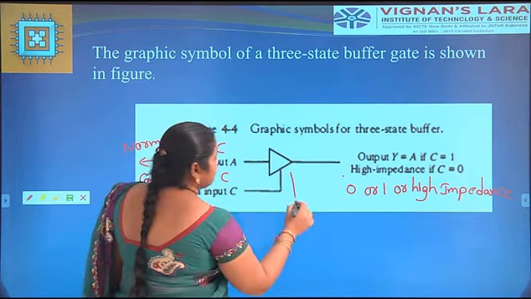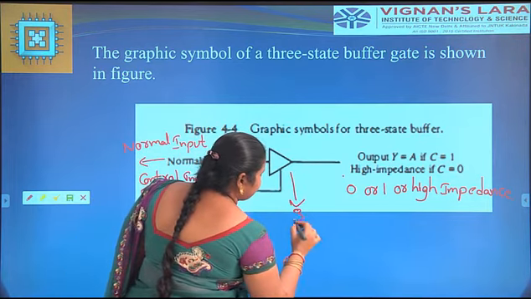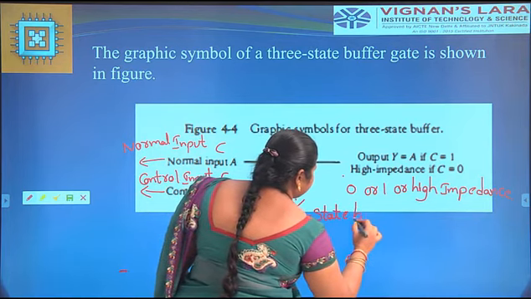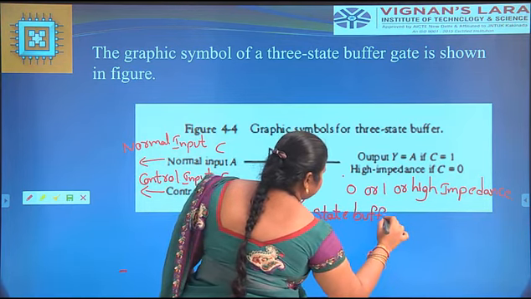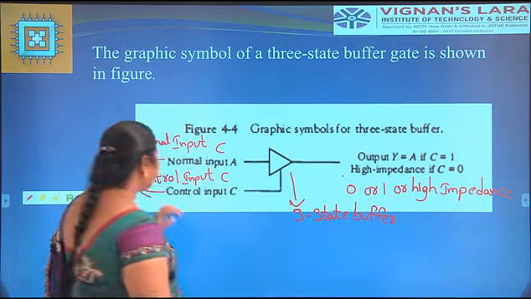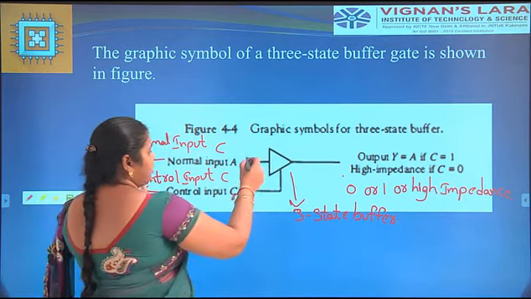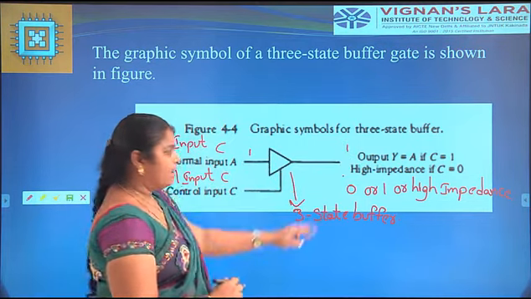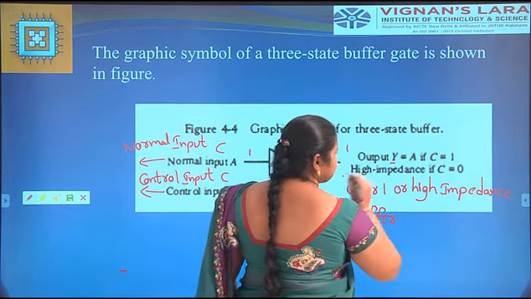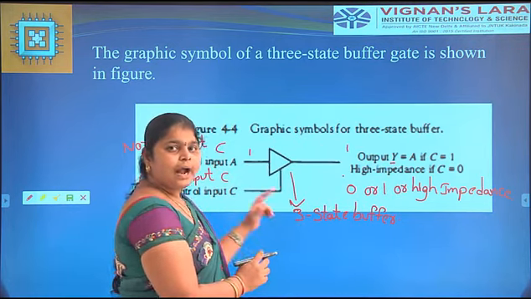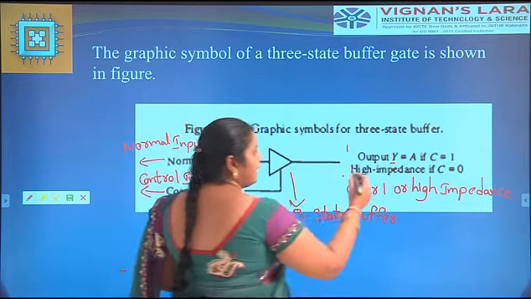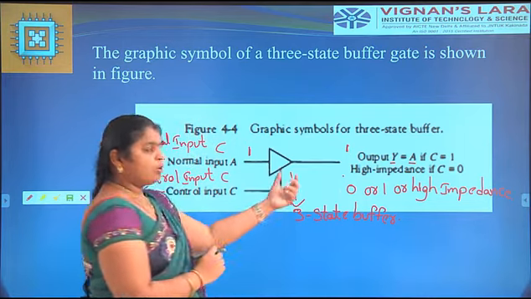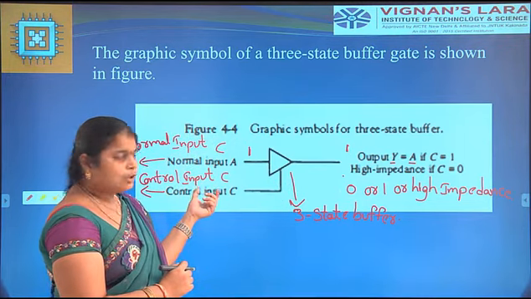Okay, this is the three-state buffer. Here we take the normal input as 1, and the output will also be 1. That is, A equals Y. Y represents the output, and the normal input is represented as A. If the input is 1, the output will also be 1. Here the output Y and the input A are equal to 1.